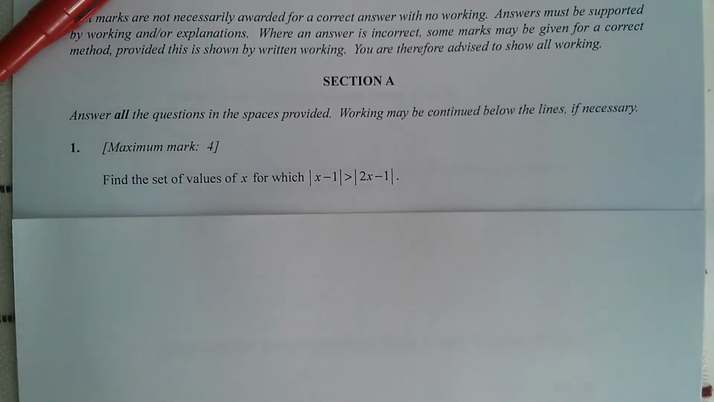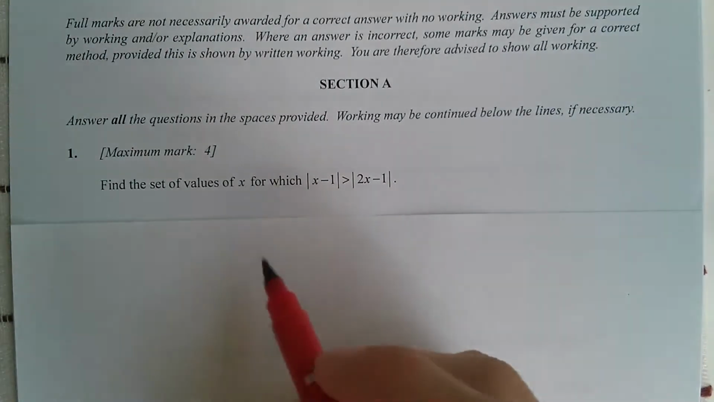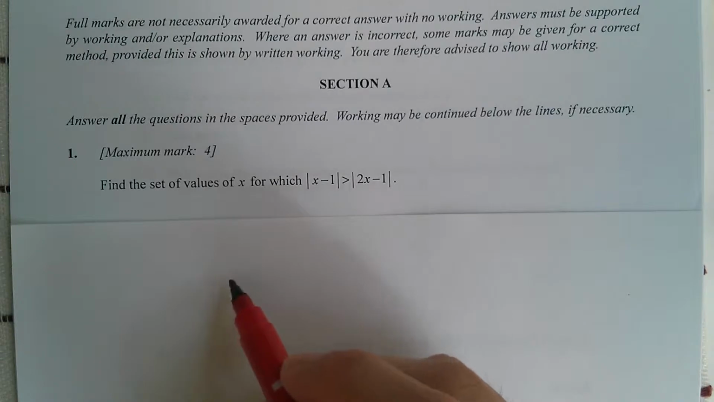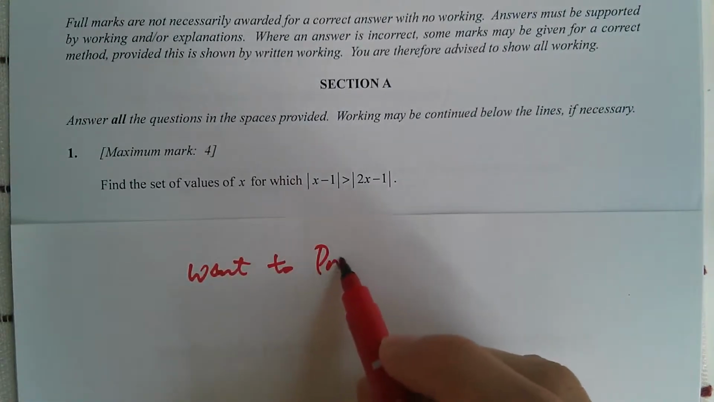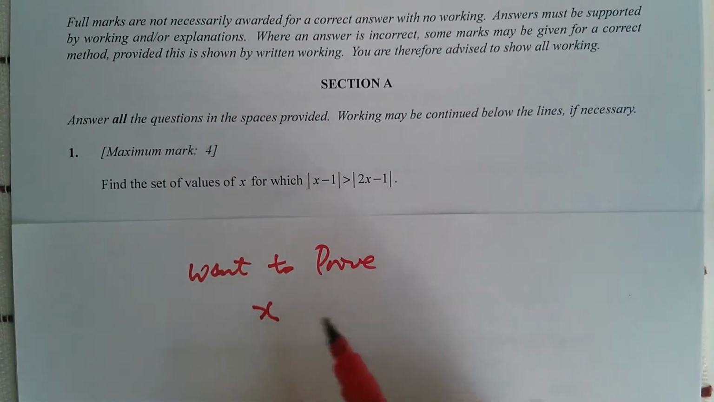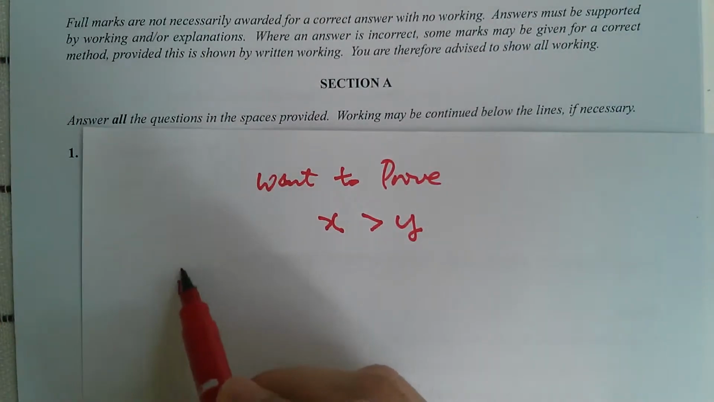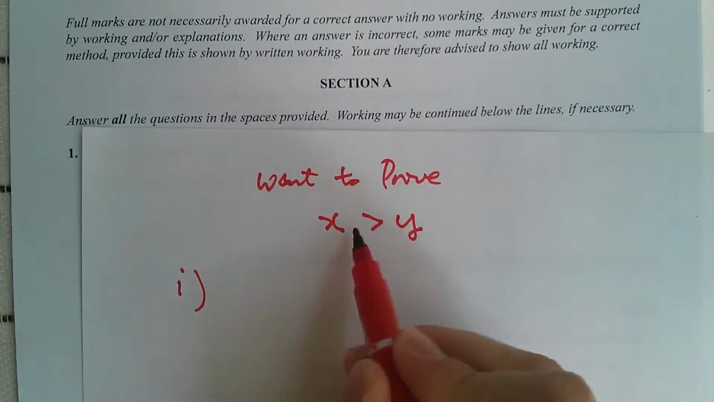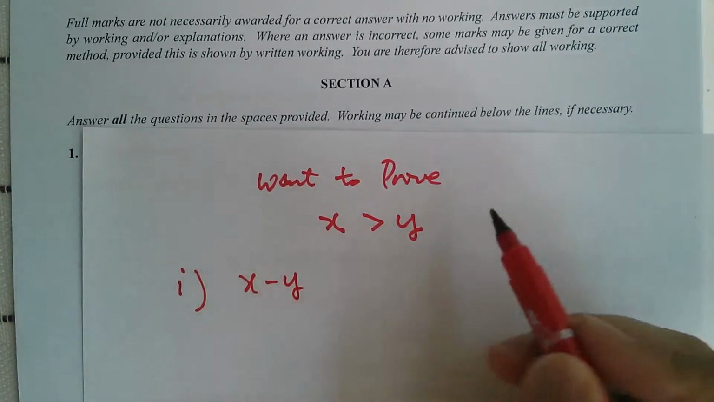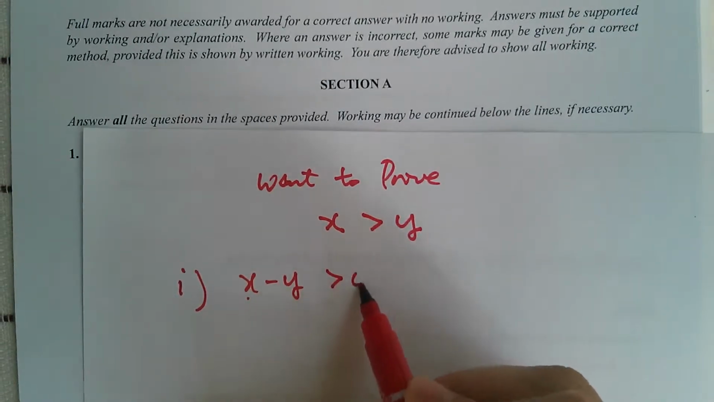Okay, let's talk about some background. What is the general procedure to prove an inequality? Well, there are a few common ones. Let's say you want to prove that something X is bigger than Y. What are some common strategies? The first one that I can think of is you try to subtract Y from the other side, so X minus Y. If X is really bigger than Y, then X minus Y should be positive.